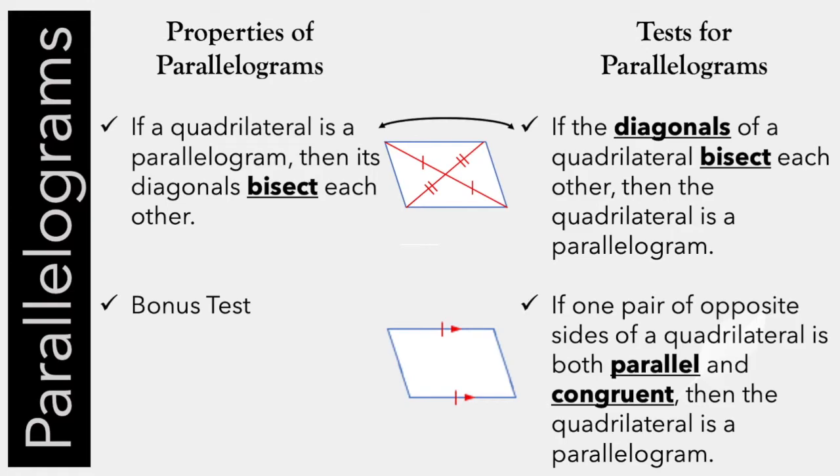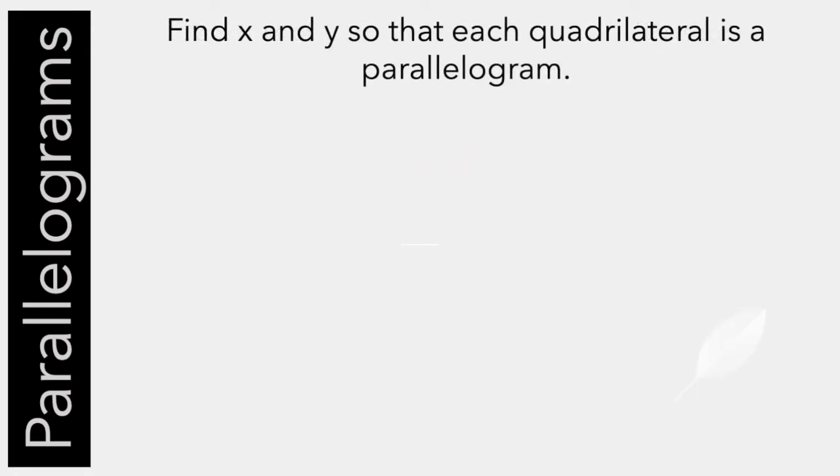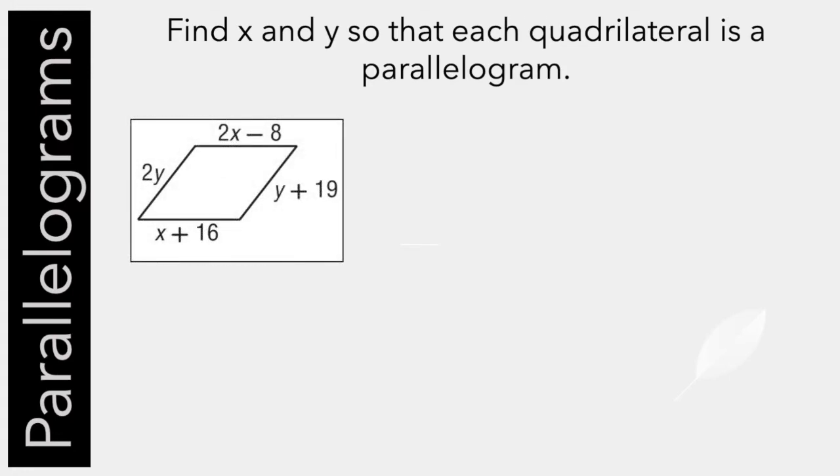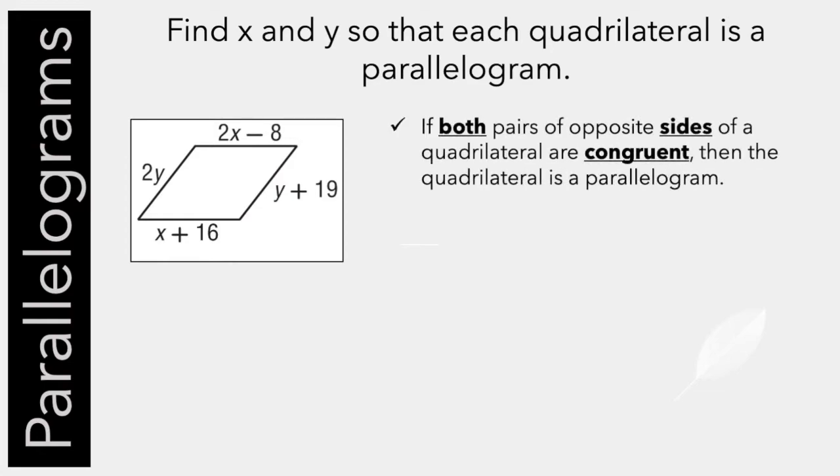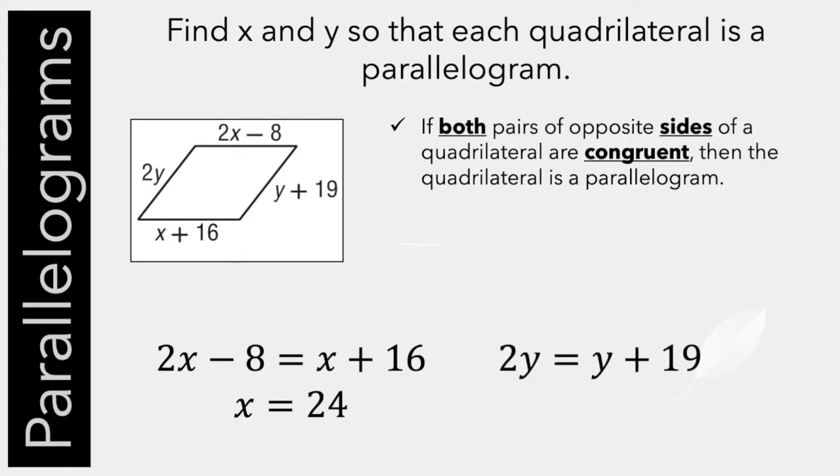So let's try some stuff out. We're going to find x and y so that each quadrilateral is a parallelogram. Now what do we know? We know that if both pairs of opposite sides of a quadrilateral are congruent, then the quadrilateral is a parallelogram. So for the top and bottom sides, we'll set those equal to each other, and we're going to find an x that makes those two sides congruent. In this case, x equals 24. We'll do the same thing with the sides. 2y equals y plus 19, and y equals 19.